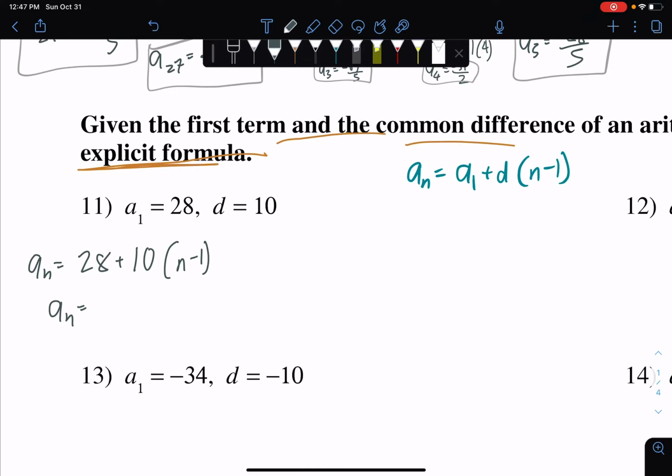So a sub n, 10n is, if we multiply 10 and negative 1, we get negative 10. 28 minus 10 is 18. This is our explicit formula.